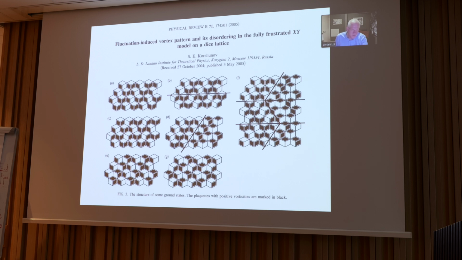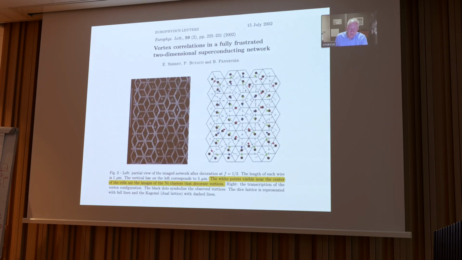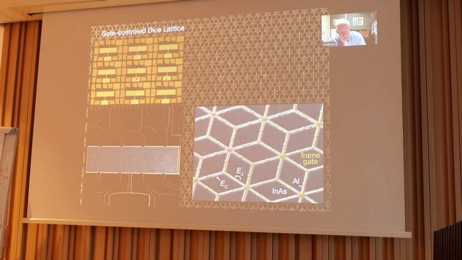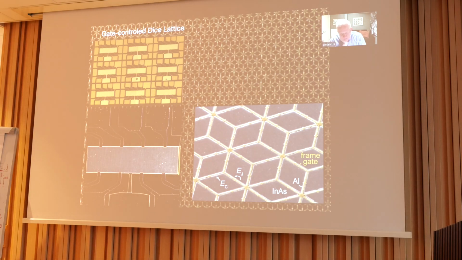The ground state configurations were studied in great detail by Koshinov, mostly working on his own, finding where the energetics of this system are. Then there were experiments by Panetier and co-workers using decoration with magnetic particles to find which ones had the vortices and which ones didn't. Not much was concluded. These all showed that they were simply disordered systems. Well, now we have an opportunity, with the lithography that we've developed, to recreate this dice lattice system and try to look for Fourier superconductivity.